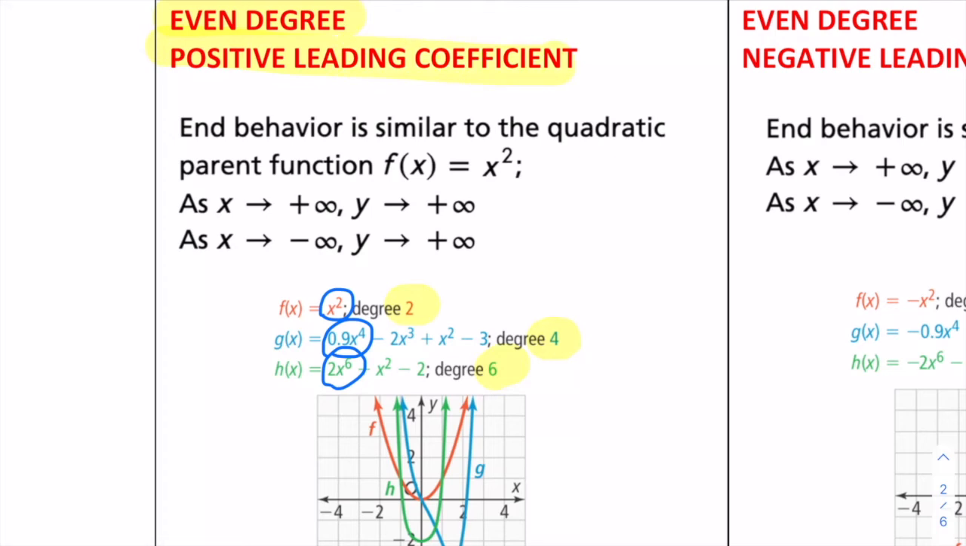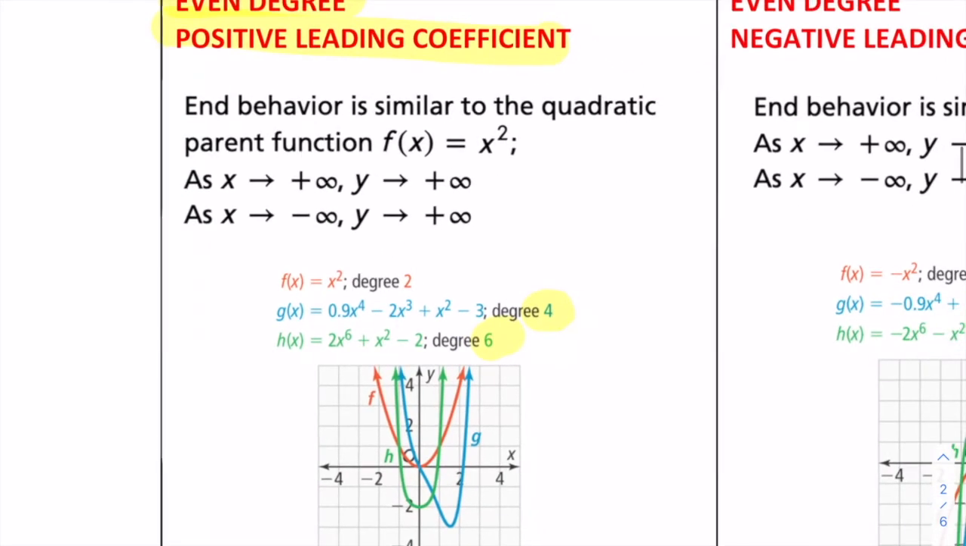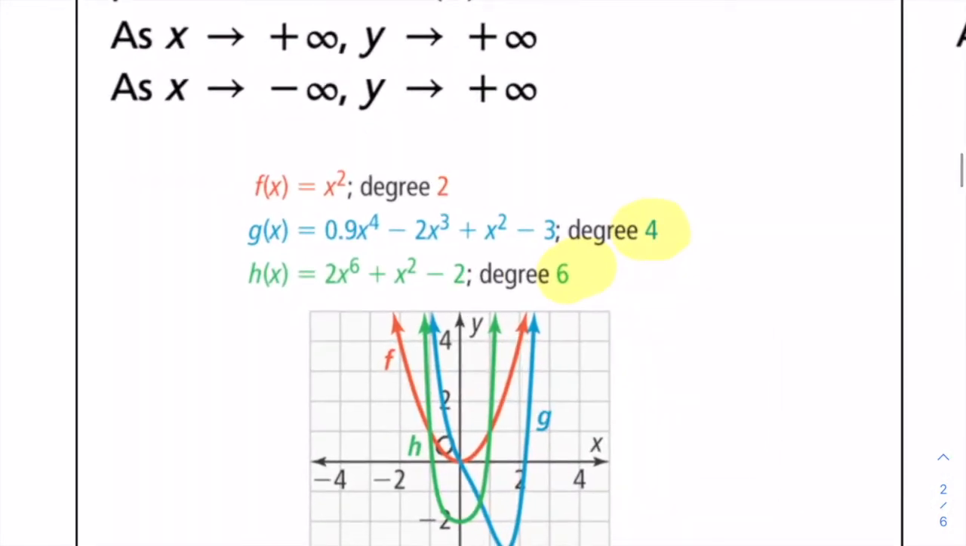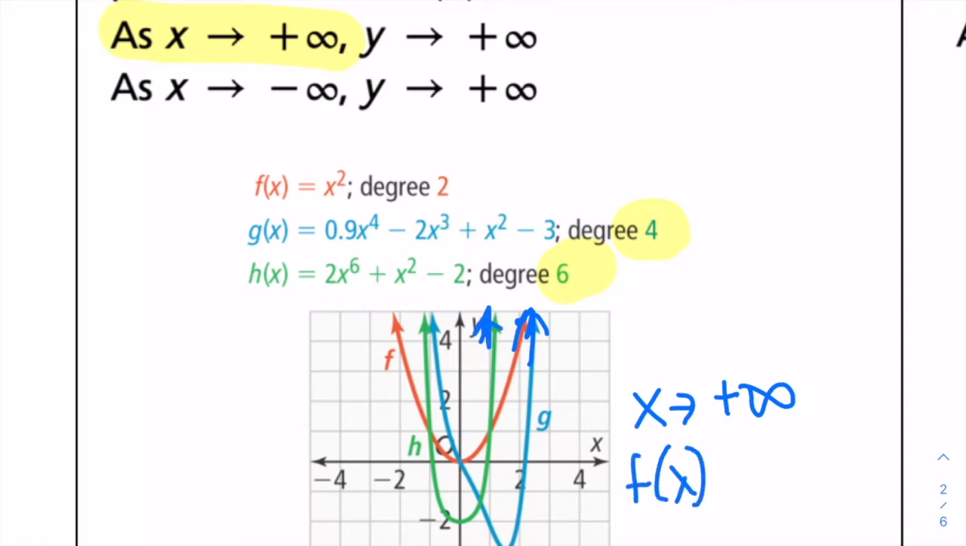You can see a 1 right here. They're all going to be positive. 0.9, 2. And so when we look at these functions, we're saying, okay, let's look at this function as x approaches positive infinity. What happens to the functions as we go to the right? Well, as we go to the right, all these arrows are going up. So f of x, or you could say y, is going to positive infinity.